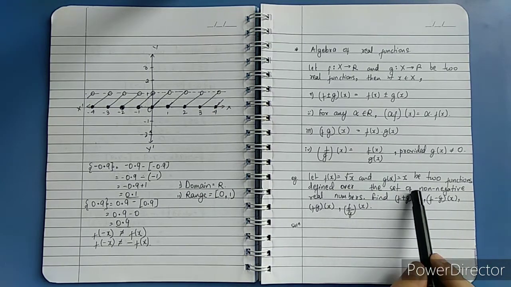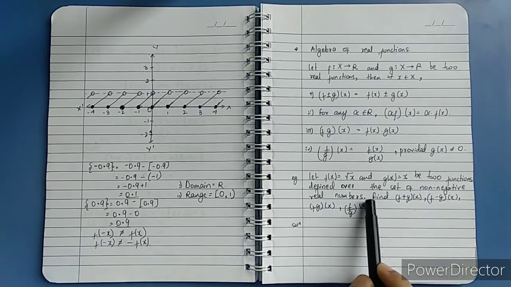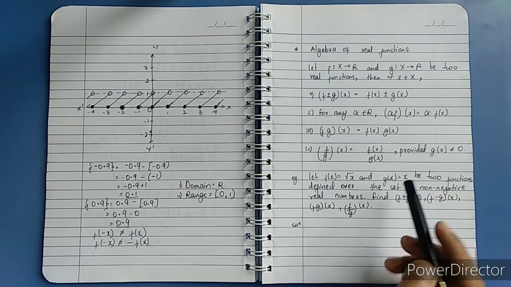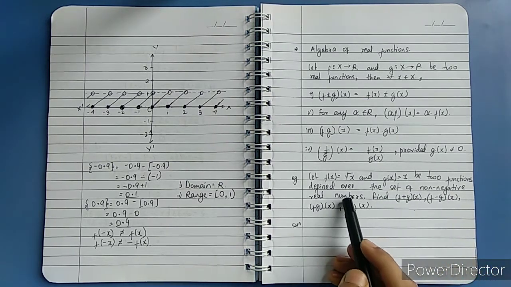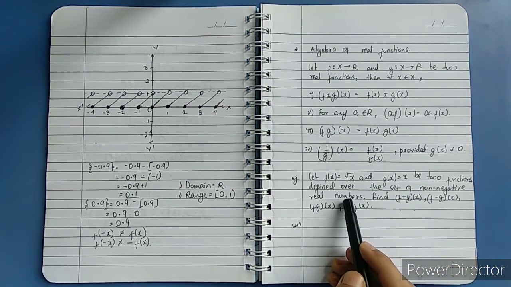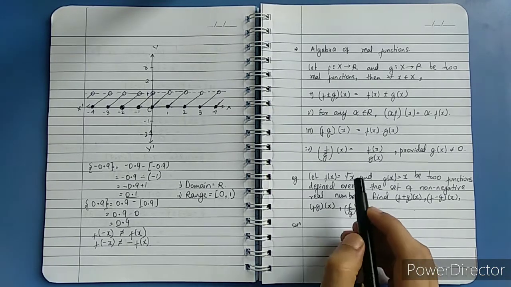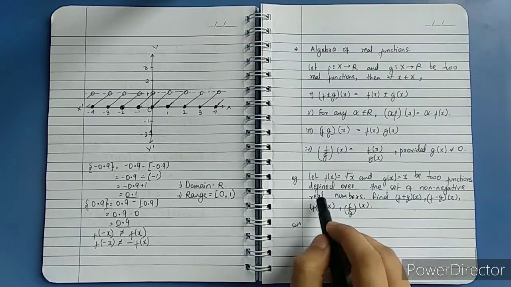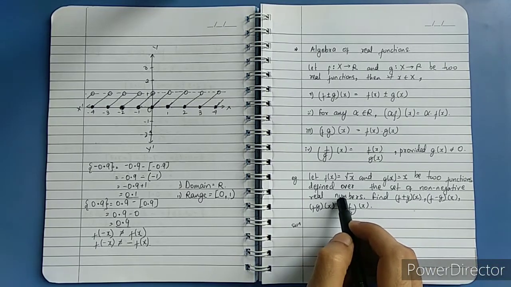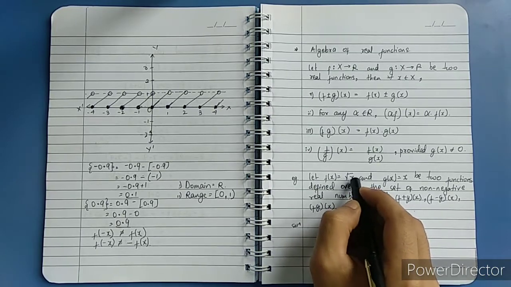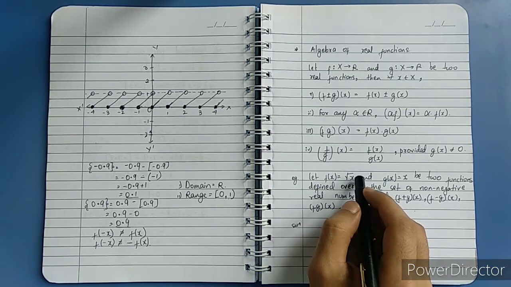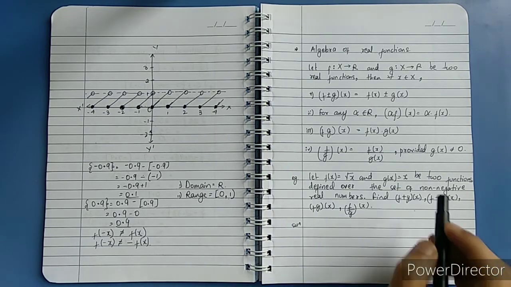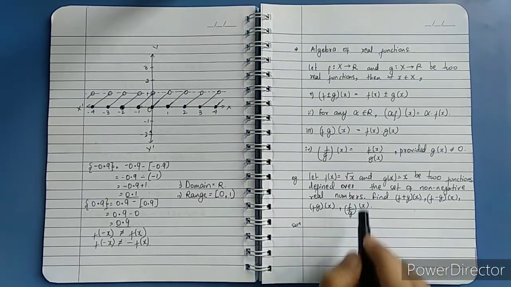functions are defined over the set of non-negative real numbers. This has its own relevance. In junior classes, something written like this we might have ignored when we were small, but now it's no more ignorable. We need to be very careful what we are writing. Here they have written non-negative real numbers because we have root x. Now if we take the root of a negative number, it becomes imaginary, it's not a real number. That is why they have defined it as non-negative real numbers.